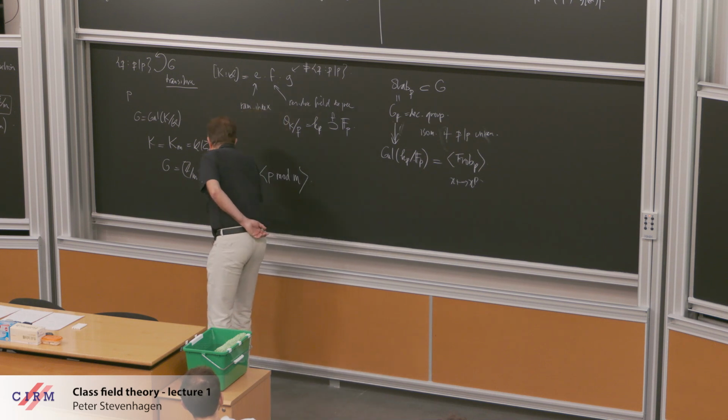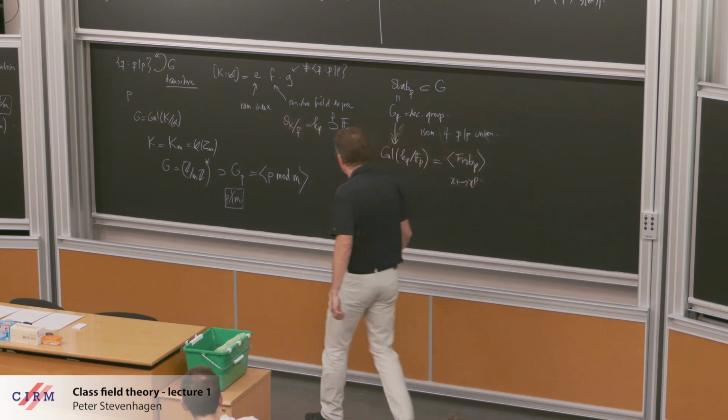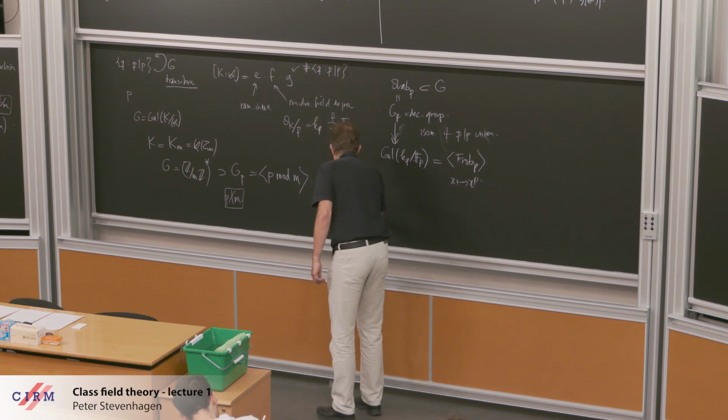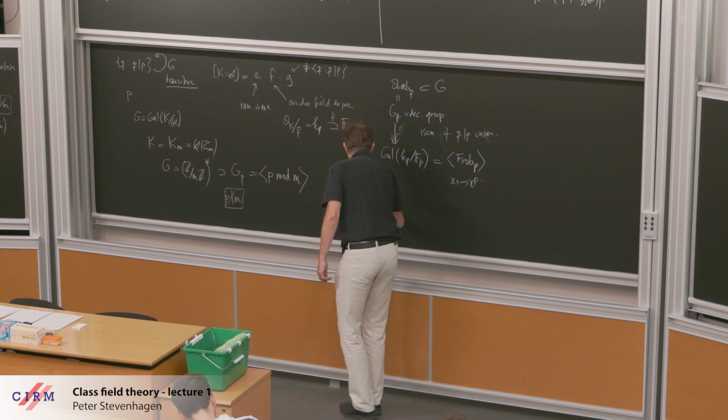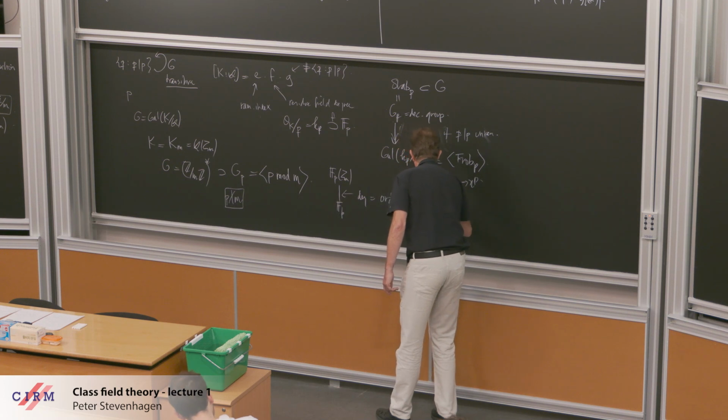So for primes not dividing M, you know exactly what that group is, and you also know, of course, that if you have F_p(ζ_m), this finite field extension over F_p, the degree is just the order of p in (Z/mZ)*.